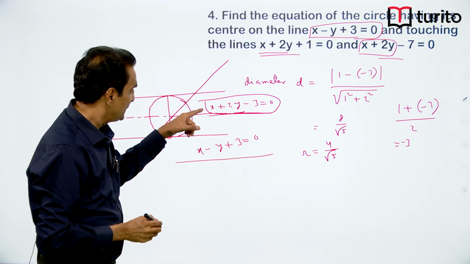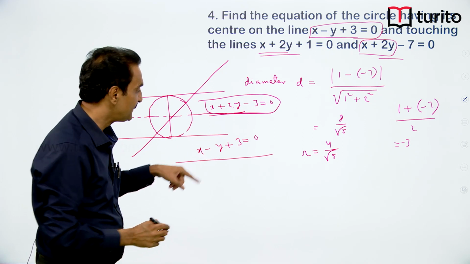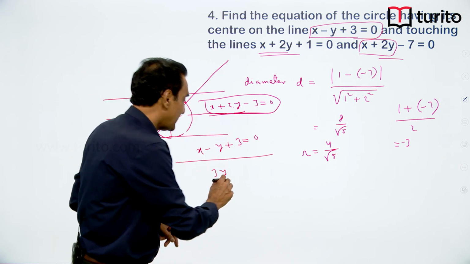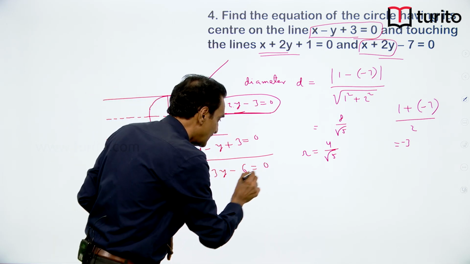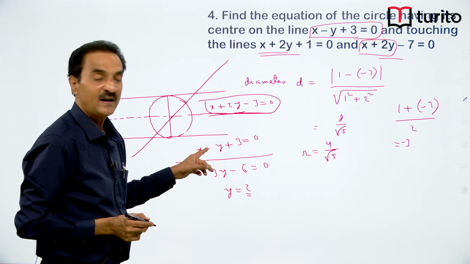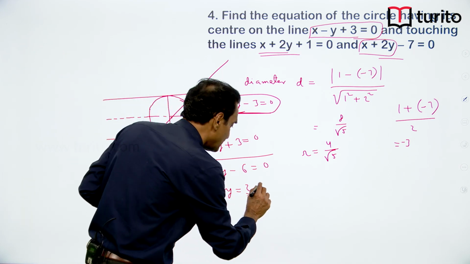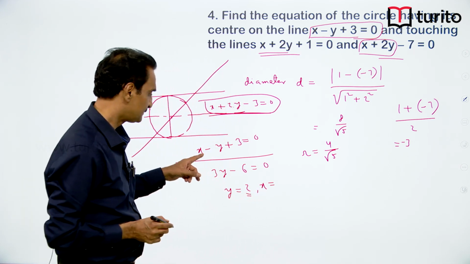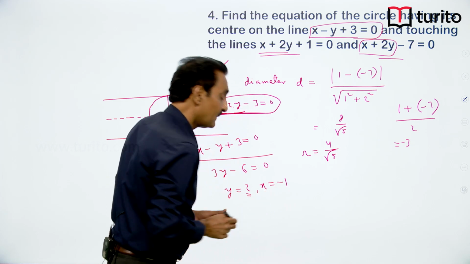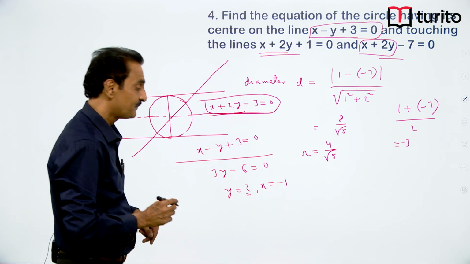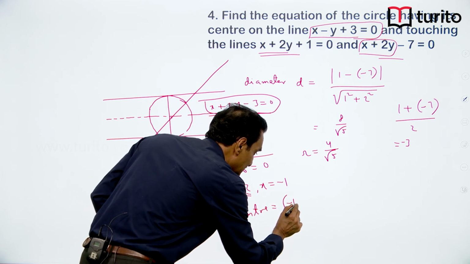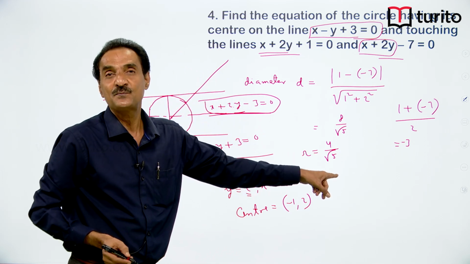Subtracting the equations, x cancels, 2y plus y, 3y, minus 6 is equal to 0, we get y is equal to 2. Substituting y is equal to 2 in this equation, we get x plus 2 plus 1 is 0, so x is equal to minus 1. So, the center of the circle is minus 1 comma 2 and radius is 4 by root 5.